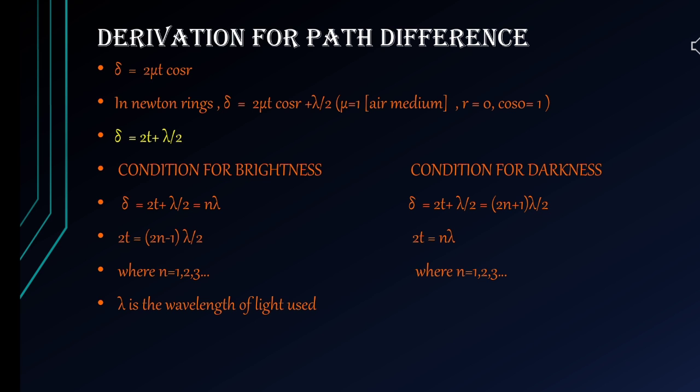Now coming to darkness, path difference should be equal to (2n plus 1) into lambda by 2. So if I send lambda by 2 to the right side, then plus lambda by 2 and minus lambda by 2 get cancelled, and 2t is equal to n lambda, where n is equal to 1, 2, 3. This is the condition for darkness.